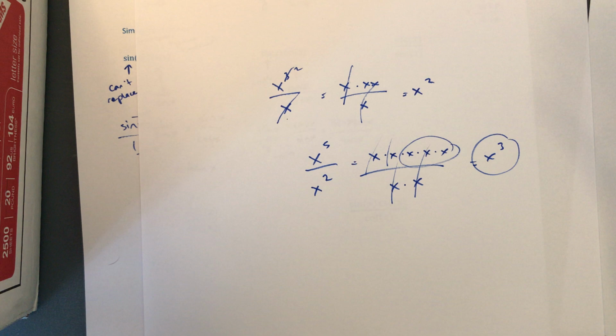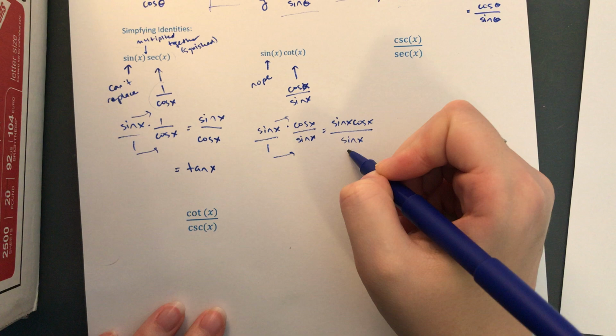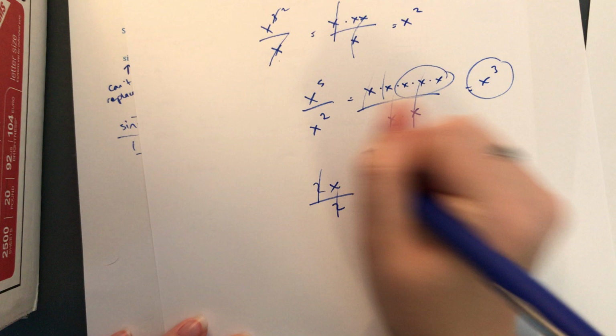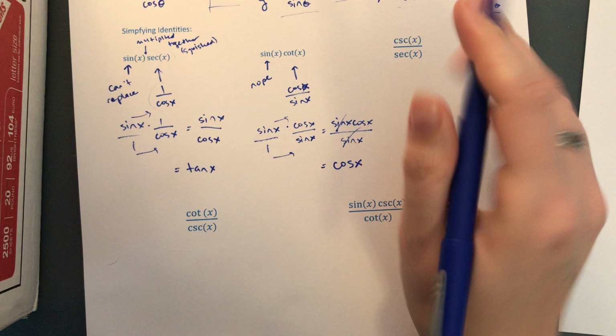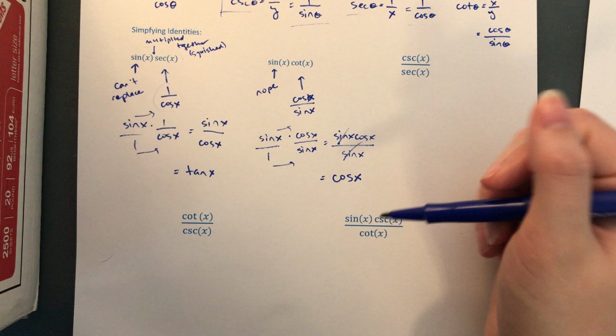We can do the same exact thing with trig functions. So there's a sine on top and bottom, or it's even like having 2x over 2. You can cancel the 2's, right? The 2's cancel and you just get x. If we have a sine over a sine, the sines cancel. So all that's left is cosine x. So the scary looking sine times cotangent actually simplifies down to just a cosine function. Woo. All right.